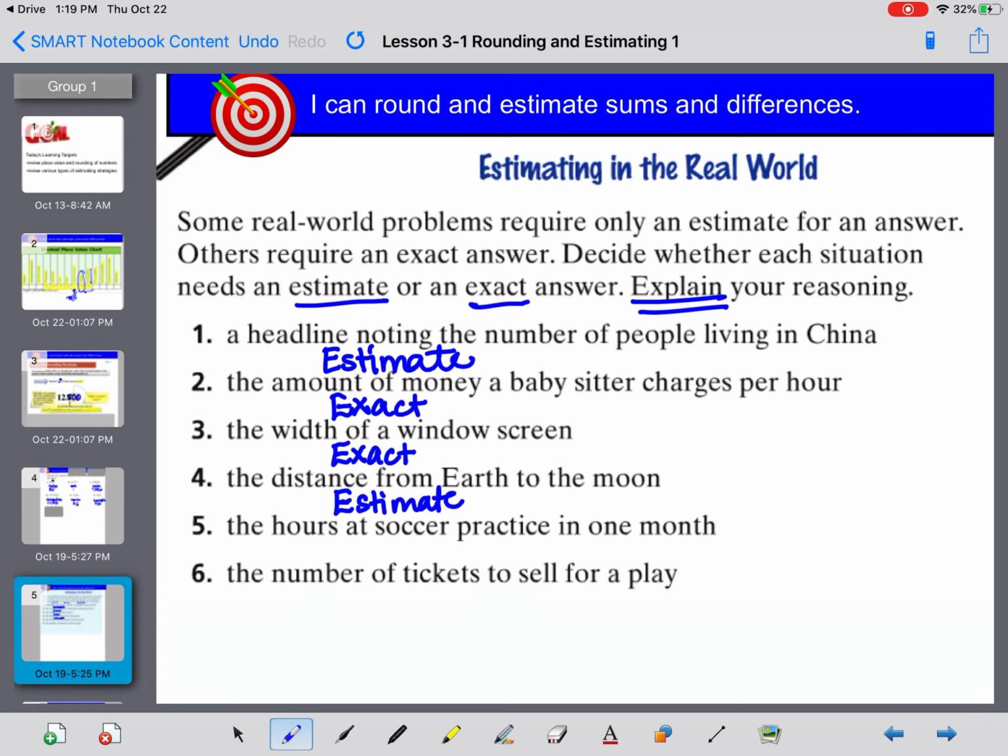Number 5, the number of hours at soccer practice in 1 month. Because the number of hours can fluctuate, an estimate would be the best amount.